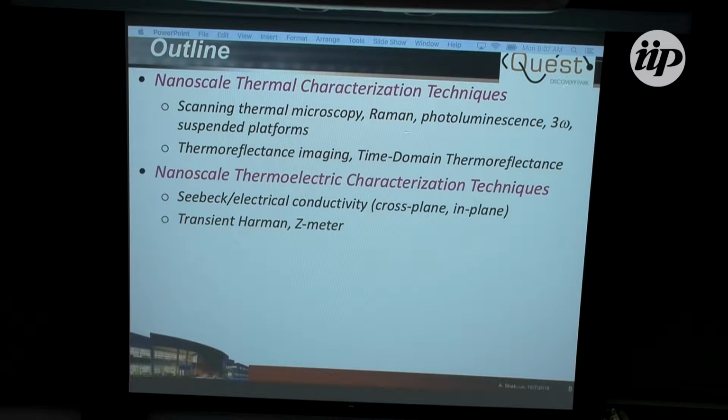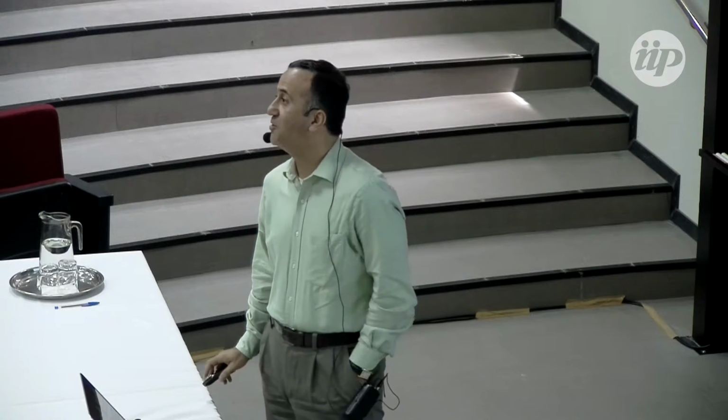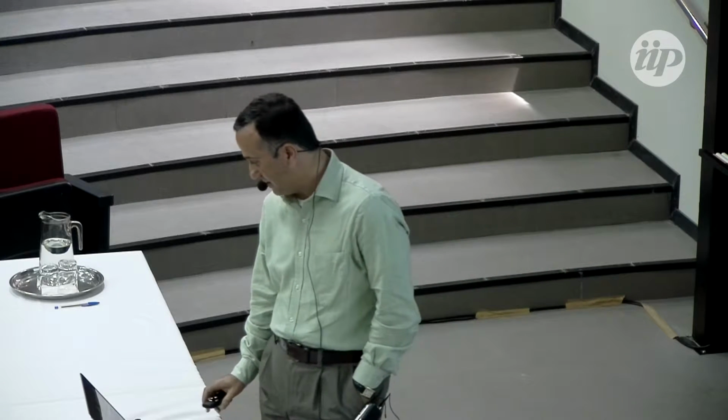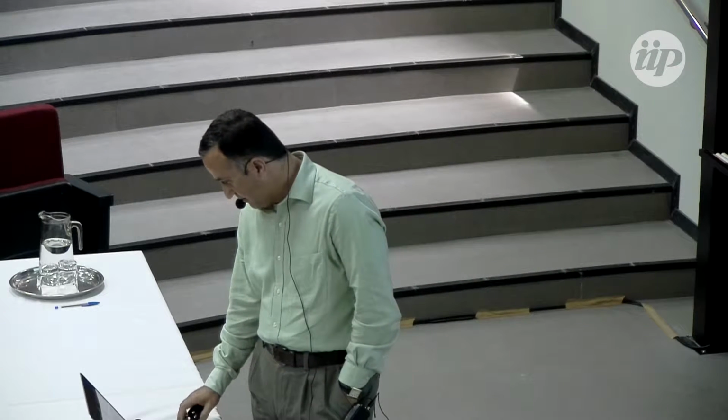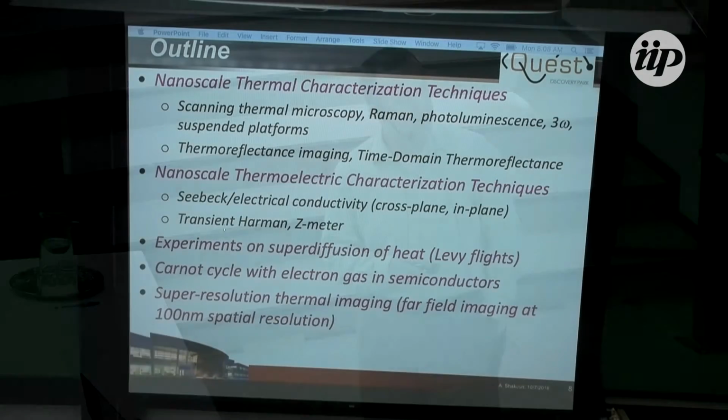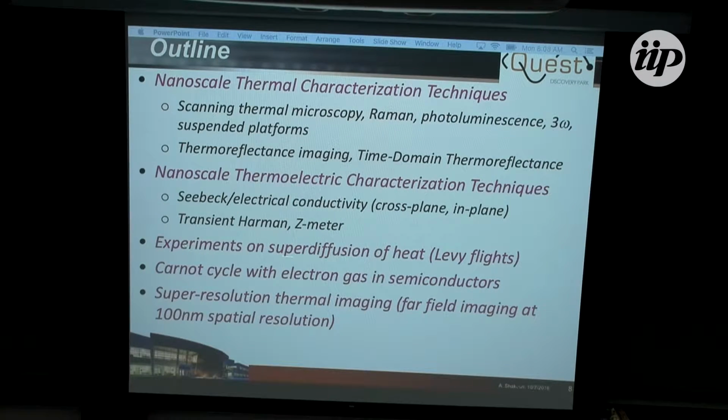So some aspect of the work will be on nanoscale thermal characterization techniques. How do we measure temperature at smaller scale? If you want to do any sort of energy conversion, first you need to get the temperature right. Voltage is easy, but temperature is hard. Then how do you couple or measure the coupling between heat and current? That's the Seebeck effect and how you measure that. And then there are some special topics related to superdiffusion of heat and some of the experimental aspects of that.